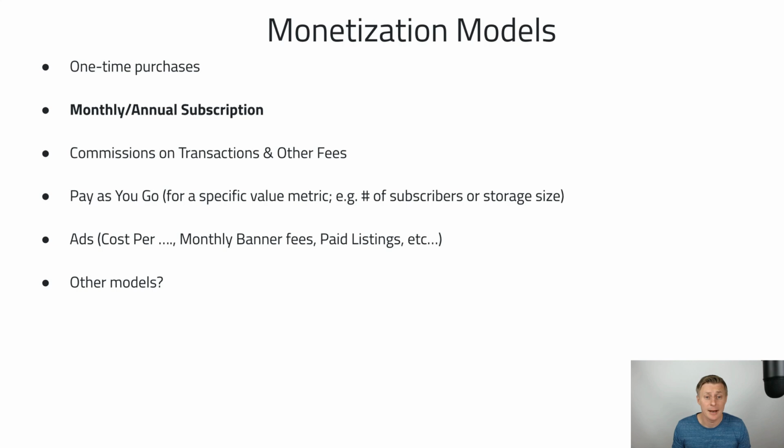So to quickly summarize, these are the most popular monetization models in modern software. One-time purchases, monthly or annual subscription, commissions on transactions or other fees, pay-as-you-go plans for specific value metric like number of subscribers or storage size, ads, cost per click, per link, per landing page, monthly banner fees. It consists also of schemas like paid listings, and actually anything else you can come up with and that will work for your specific software.